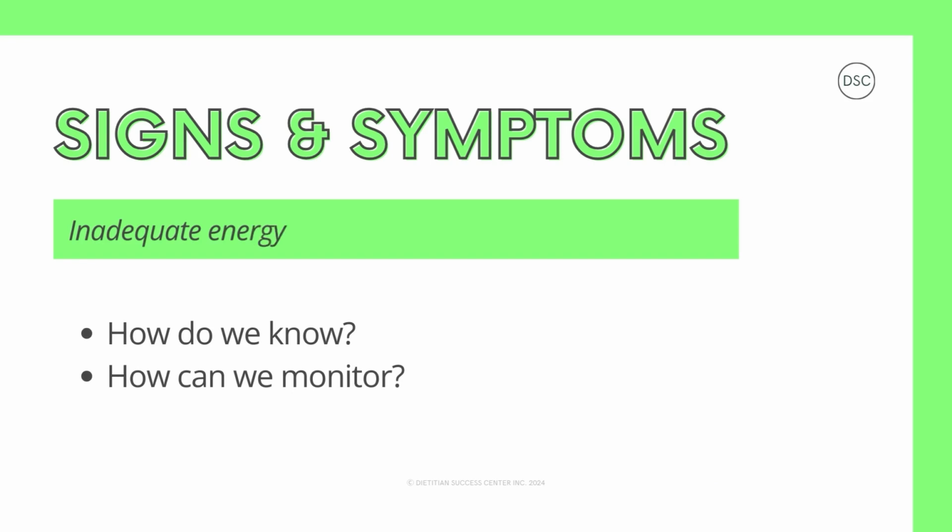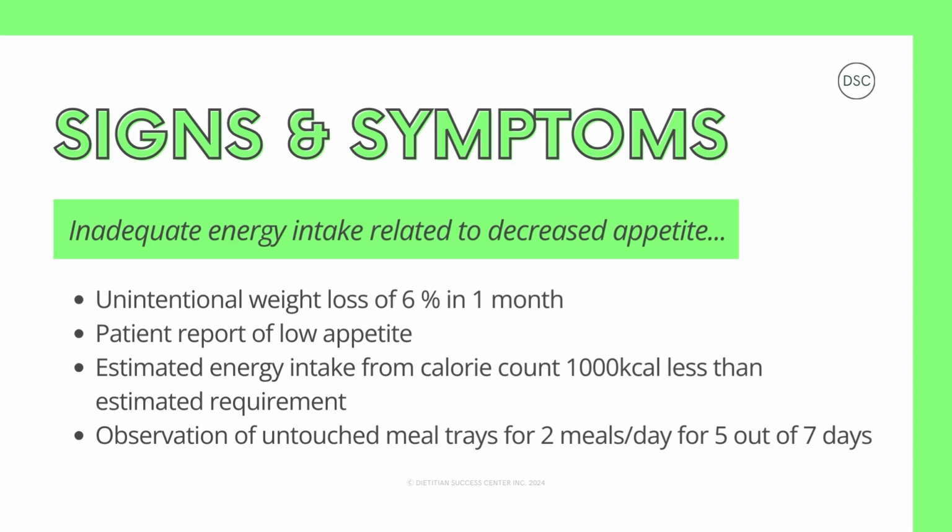For example, if our PES statement so far is inadequate energy intake related to decreased appetite, how do we know the client has inadequate energy intake and a decreased appetite? How can we monitor whether our intervention is improving their appetite or energy intake? And we can find this data in our assessment. So maybe our signs and symptoms are unintentional weight loss of 6% in 1 month, patient report of low appetite, estimated energy intake from calorie count 1,000 kilocalories less than estimated requirement, and observation of untouched meal trays for 2 meals per day for 5 out of 7 days.